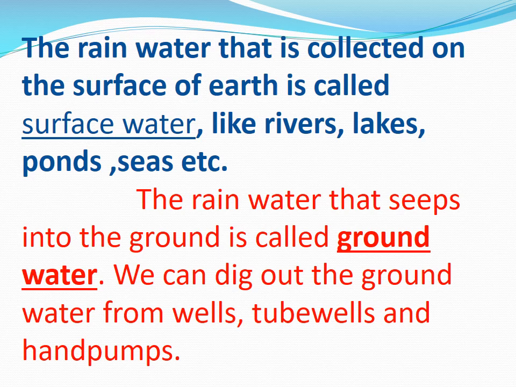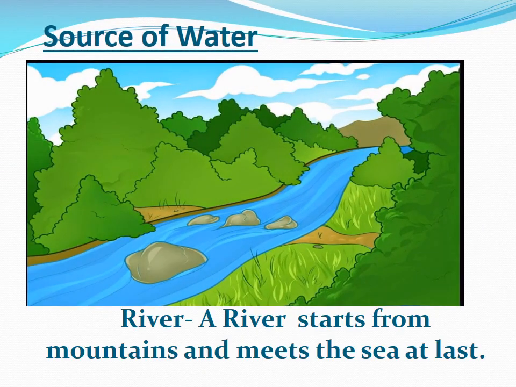We will first study about surface water. Rivers flow from the mountains and make their way to the sea. From river water, we can fulfill our daily need of water. That's why many big cities are situated on the banks of rivers. River is also helpful in transportation, which means we can go from one place to another with the help of boats.